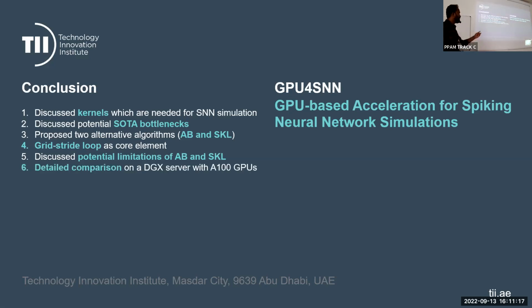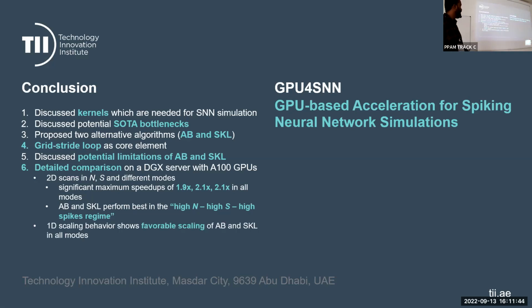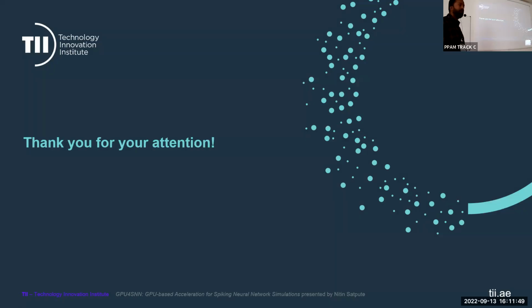Detailed comparison on a DGX server with an A100 GPU. These are the performance results we have shown on various numbers of neurons and synapses on the A100 GPU: the performance results in terms of 2D scans as well as 1D scans, and then the maximum speedups which we obtained. AB and SQL perform way better when we have high N and high S kind of simulation. And 1D scaling also shows favorable scaling of AB and SQL in all the modes.